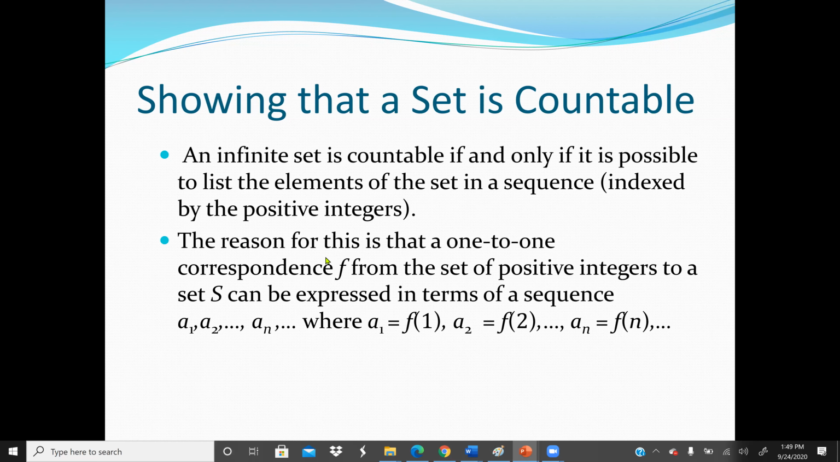And they say the reason for this is that a one-to-one correspondence F from the set of positive integers to a set S can be expressed in terms of a sequence, let's say A1 all the way to AN, where A1 will be F at 1, A2 is F at 2, all the way to AN is F at N. So this will be countable.